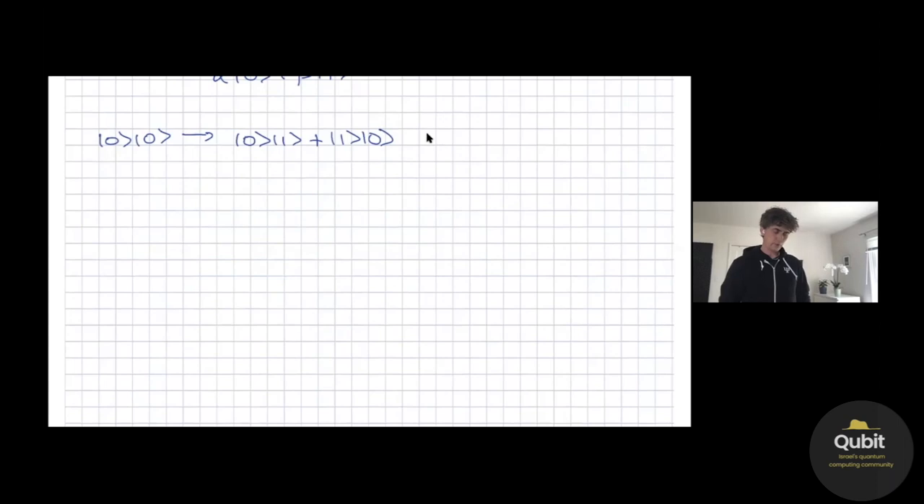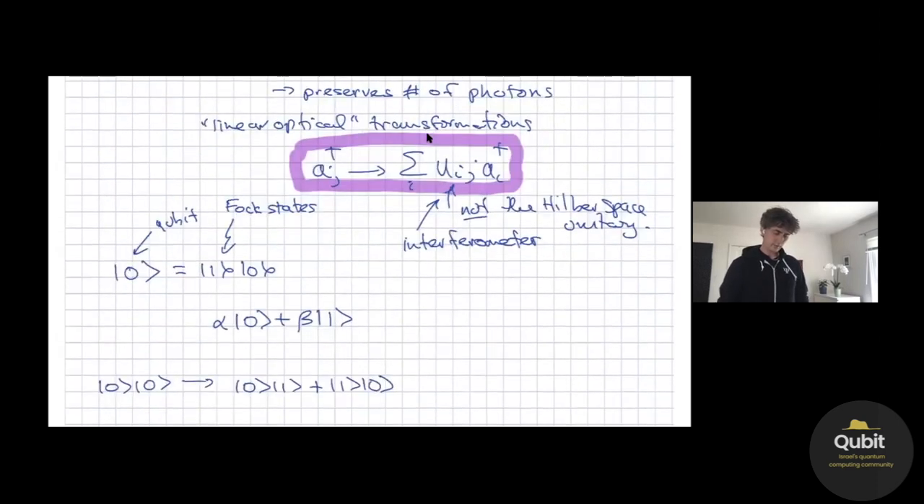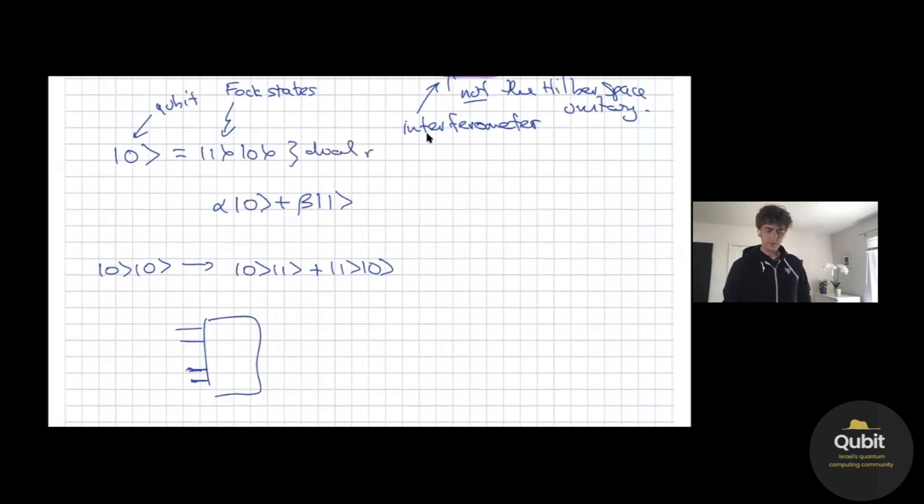This is a four mode state. And so you would say, well, let me just take my interferometer, take some four mode state here of my two qubits. These things, we often call them a dual rail qubit.